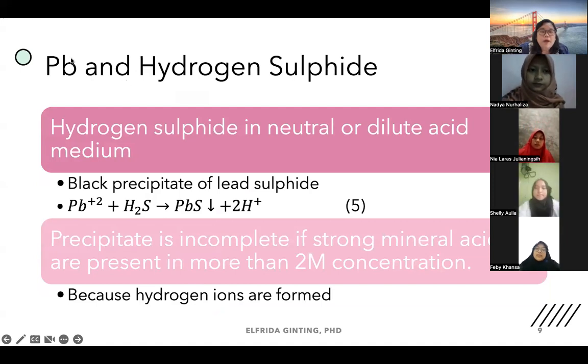Now, how about plumbum and hydrogen sulfide? So when you react plumbum with hydrogen sulfide, it will form plumbum sulfide. And you can see here, it has a down arrow. When it has a down arrow, it means it will make a precipitate. In this case, if you react plumbum with hydrogen sulfide, it will form a black precipitate, and the black precipitate is called plumbum sulfide.